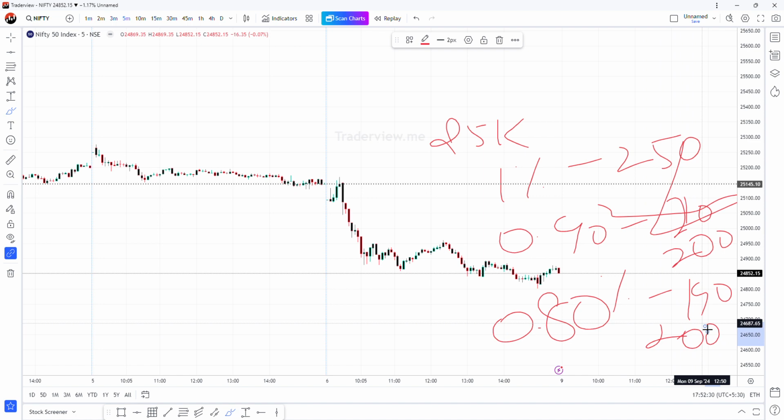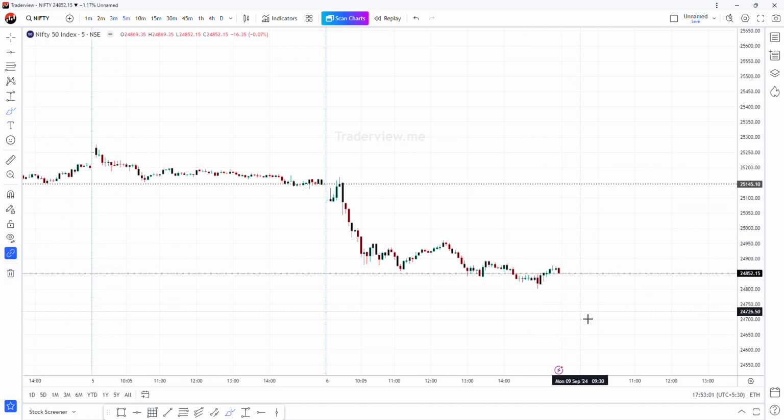Why I am giving this calculation is to make you understand that if there is a 250 points gap down in Nifty, you must be aware that it will be around 1% of the Nifty amount, right? So if it is a 0.90 percent gap down, you must be in a position to understand it will be around 210 to 200 points, right? So I have just given you this calculation.